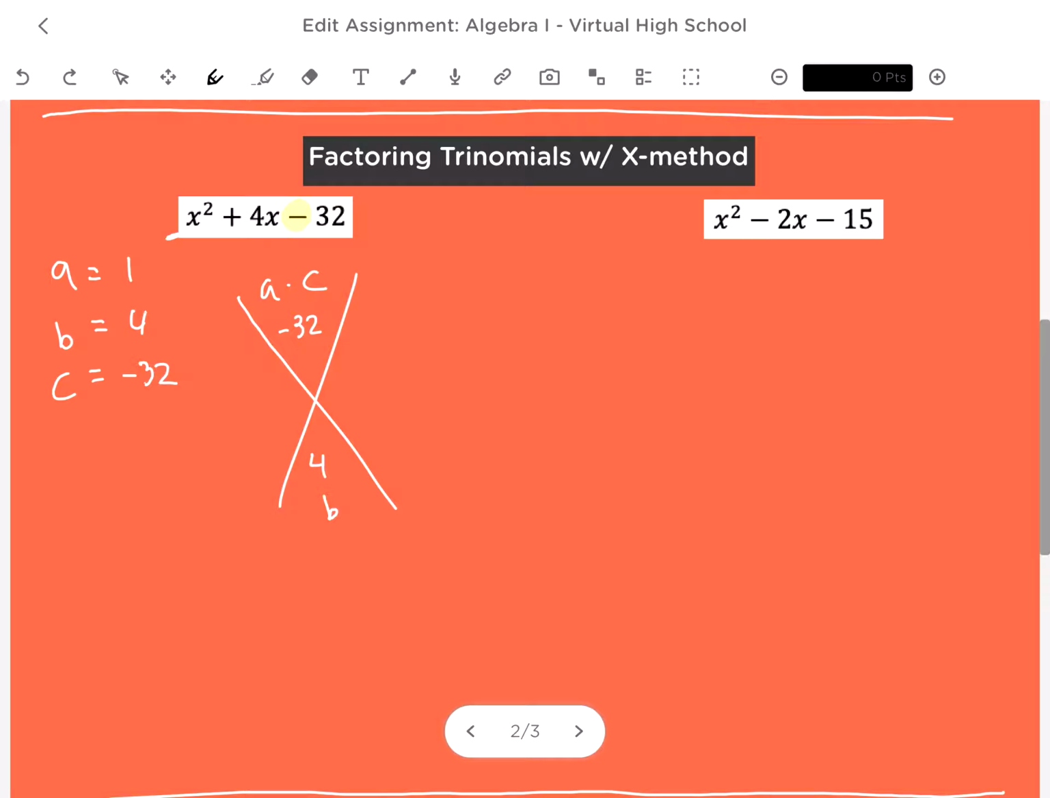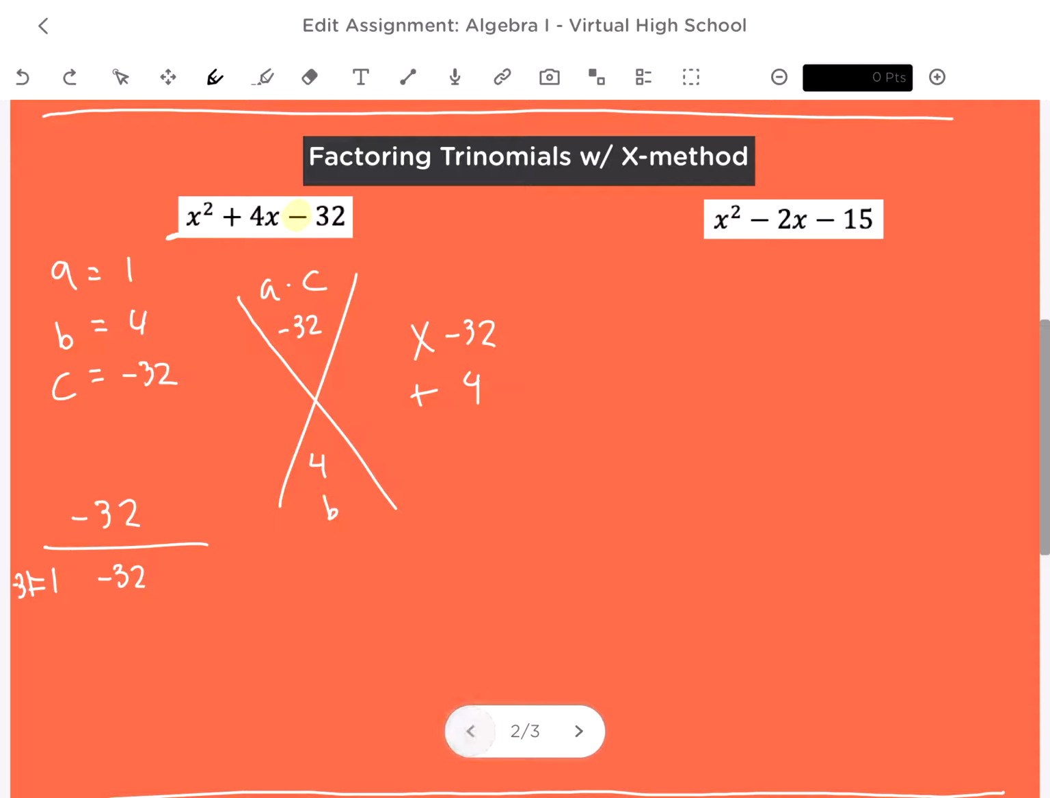So I'm looking for two numbers that multiply together to be negative 32, but also add up to 4. If I don't know what those are, then I should make a table, right? So negative 32 right there, so 1, negative 32. Remember, I'm looking for two numbers that add up to positive 4. So if I add those together, I'm going to get negative 31.